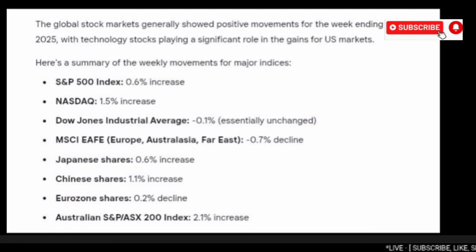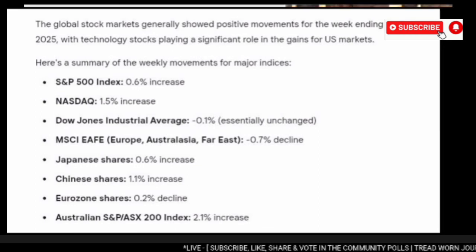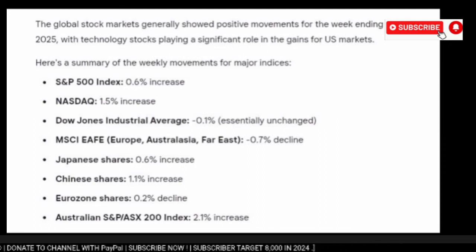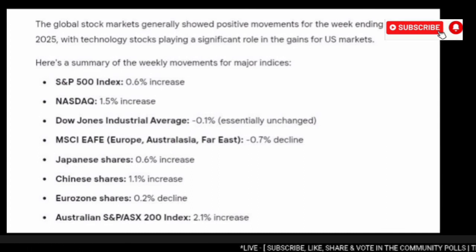In essence, statutory tariffs are the stated policy, while effective tariffs reflect the real-world impact and collection of those duties, which can be lower than the statutory rate due to market responses and policy adjustments. Estimated effect on global stock market, week ending July 18, 2025. Based on the information available, the week ending July 18, 2025, has been characterized by continued uncertainty and modest volatility in global stock markets due to ongoing tariff concerns. Here is an estimated breakdown of the effects.